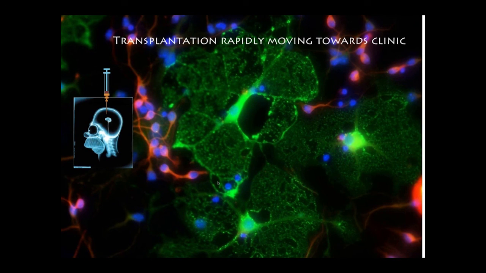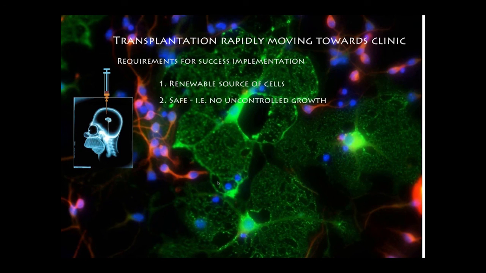So transplantation is rapidly moving towards the clinic. There's a number of requirements that we believe are going to be required for this to be successfully implemented. Number one, you clearly have to have a renewable source of cells. Number two, these cells have to be safe. There has to be no uncontrolled or unwanted proliferation. And number three, you have to be able to control the dosing of these cells.